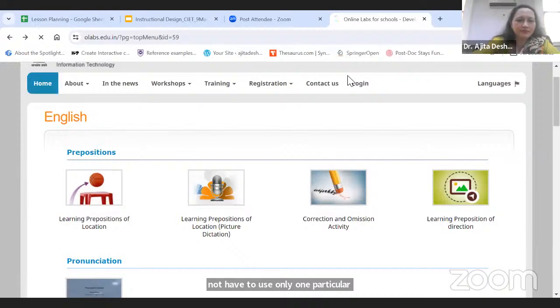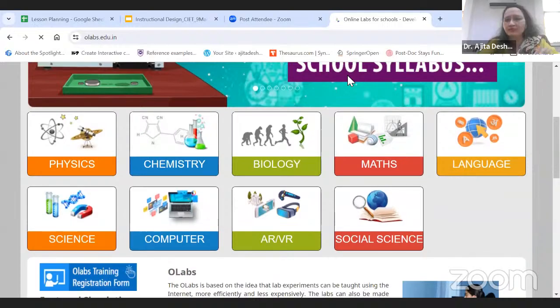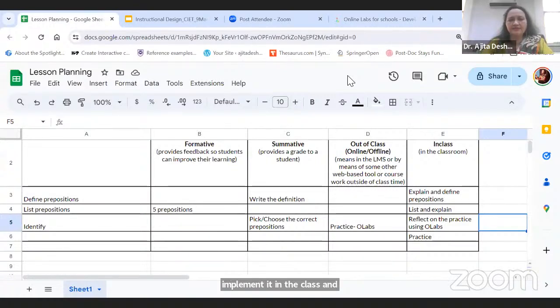And if we go to the home, this is the digital content for all these subjects. It also has AR and VR. It just becomes easy to implement it in the class and into the lesson planning. So once we know that this exists, then we can plan in-class activity, out-class activity, and all the other things.